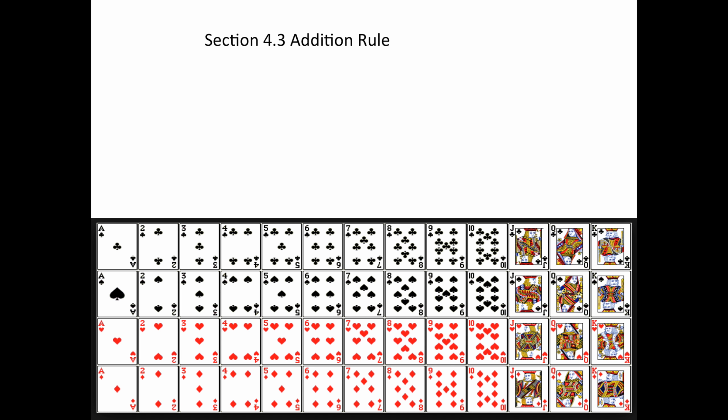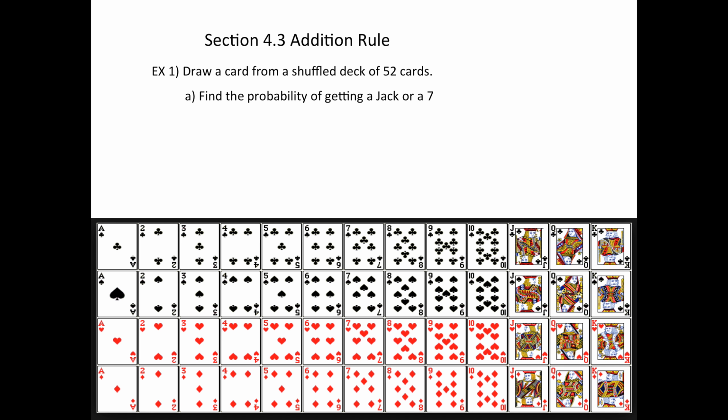Well, here we have the addition rule for probability. The first example is going to use playing cards. So I've got the pictures of the playing cards up and ready to go. So draw a card out of these 52. Find the probability that you get a jack or a 7. The or is a key word saying that we're going to be adding the two together.